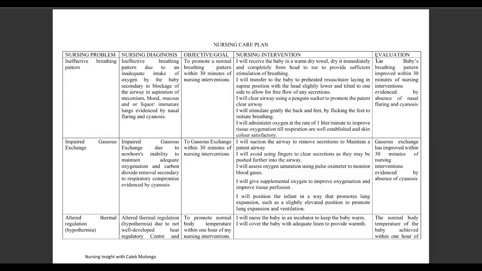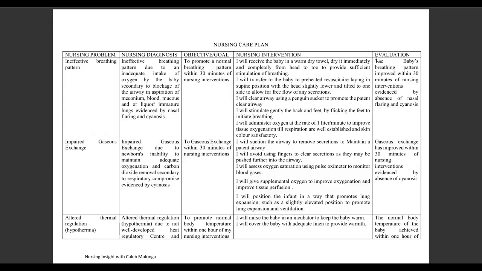So our diagnosis here is simply saying that this ineffective breathing pattern is as a result of the baby not having enough oxygen intake, due to the blockage that is in the airway. This blockage can be due to the meconium that the baby might have aspirated, the blood, the mucus, or the liquor. Or it can be as a result of the immature lungs in a case of prematurity. And the evidence are there to see. They can be apnea, they can be nasal flaring, they can be cyanosis as some of the evidence for this particular infant.